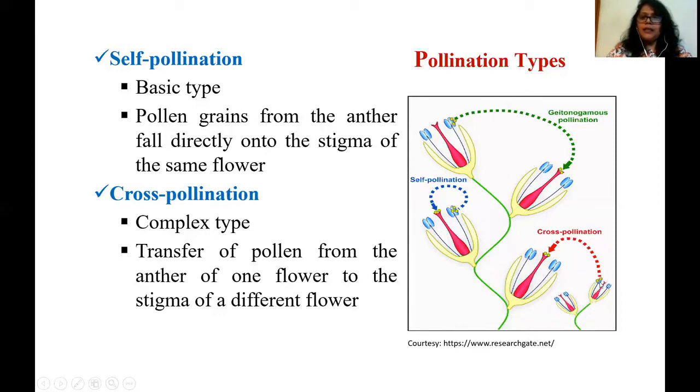The pollen grain from the anther of this plant is reaching the stigma of another flower on a different plant. So this kind of pollination mechanism is called cross-pollination. I repeat, it is the transfer of pollen from the anther of one flower, say this is the D1 flower, to the stigma of a different flower. We have named the flowers F1, F2, F3, F4. So from D1 to the F4 flower, the pollen grain is reaching the stigma of the F4 flower. So this kind of pollination mechanism is called cross-pollination, and it is a bit more complex type.